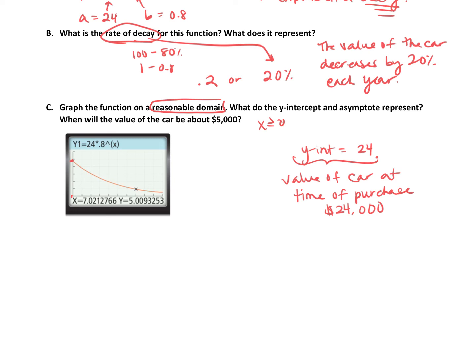All right, the asymptote is, because there's no vertical shift, just y equals 0. What does that represent? Well, the y value is the cost of this car. And as the cost of the car is going down because it's a decay, it's never going to equal 0. It'll get closer and closer and closer to 0, but it will never equal 0. So let's just make note of that. The value of the car, which is the y, will never equal 0.